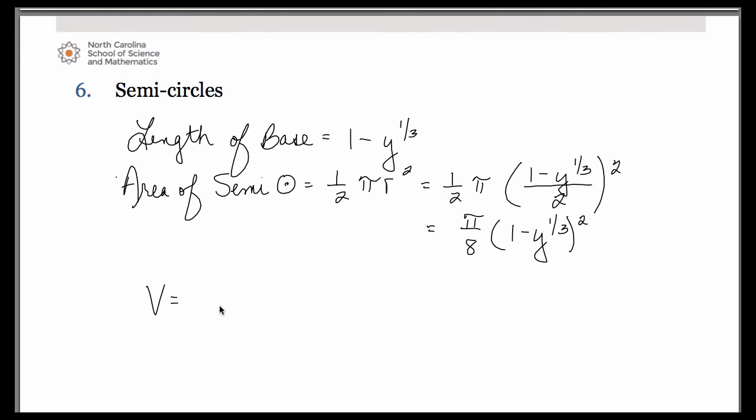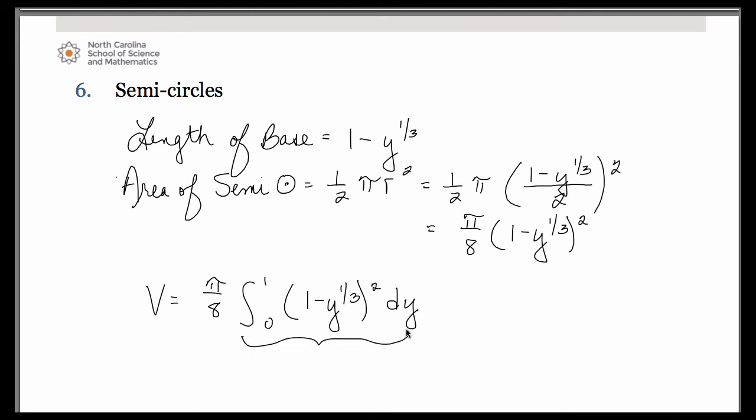Your volume then, you can put the pi over 8 out front if you wish, and then your integral from 0 to 1. Which you'll notice, again, this integral here is the one we had set up to find the volume of the solid when our cross sections were squares. So if you notice that, you could just take that previous answer and multiply it by pi over 8. So if you want to give that a shot, you should get in the end 0.039 approximately.